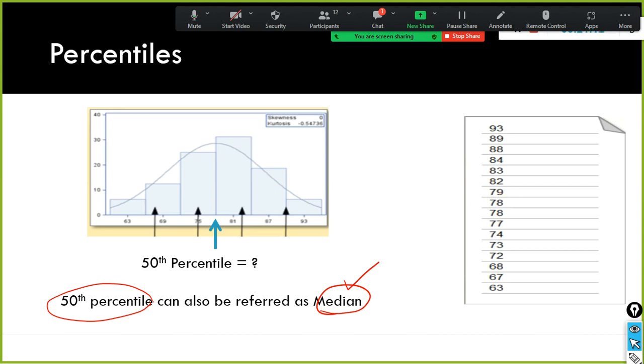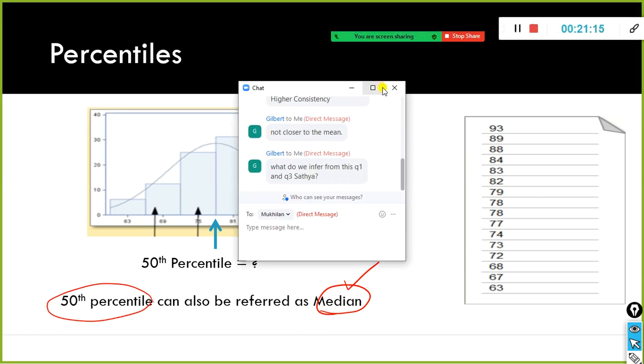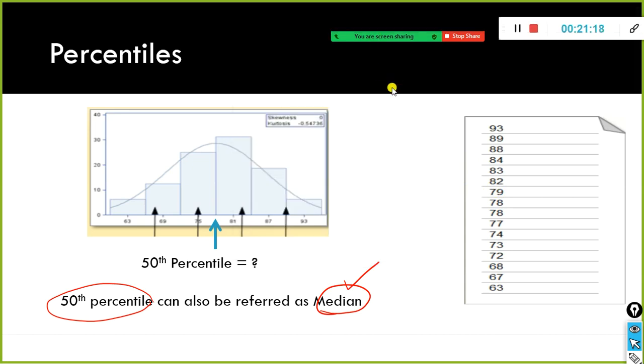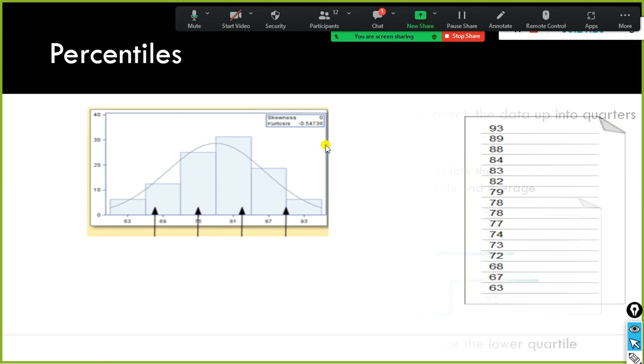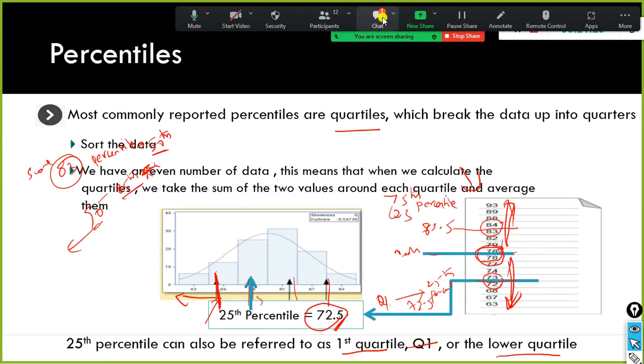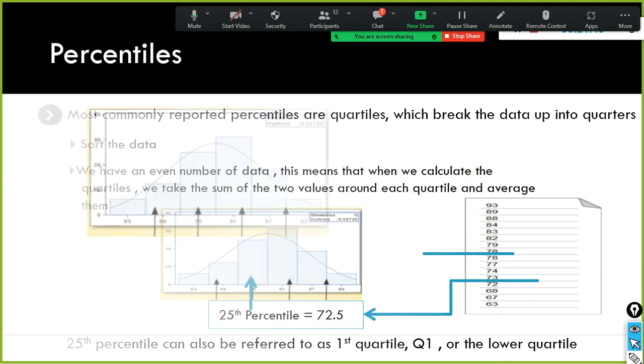What is the median here? Can someone tell me quickly? See, that's what I told, right? 25% of the students, listen very carefully. He has asked a question, Gilbert, what do we infer from Q1 and Q3? If somebody wants to know how many students scored 72.5 and less than 72.5, 25% of the students scored 72.5 and less. That is how you can interpret this one.